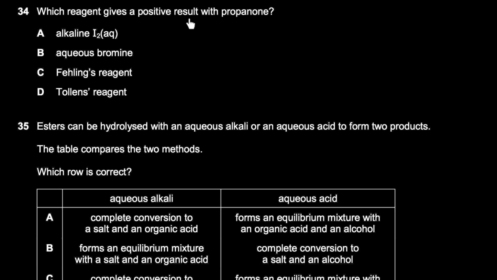Which reagent gives a positive result with propanone? Well, we just checked in the previous question. The answer is A, propanone has a CH3CO group. We have the CH3COCH3, and the products here are CHI3, that's your pale yellow precipitate, and we get a salt of the carboxylic acid. Again, the CH3 breaks off, and then this carbon becomes a carboxylate, COO minus. So we have a CH3COO minus.